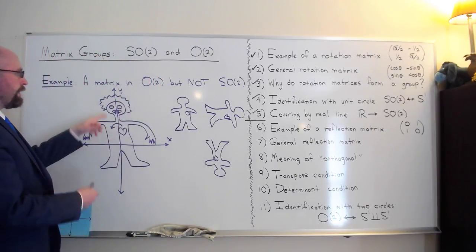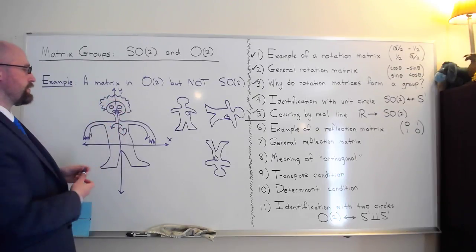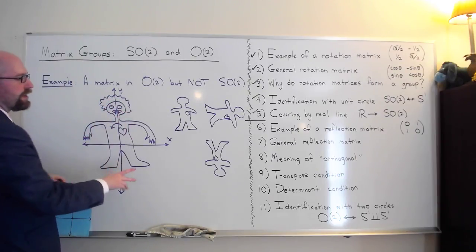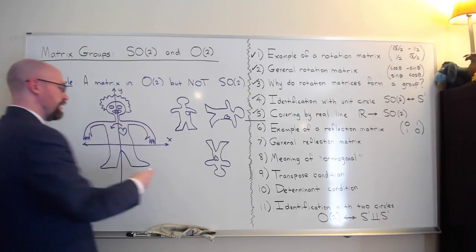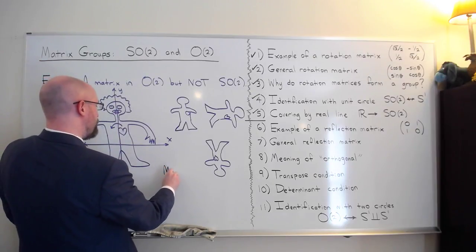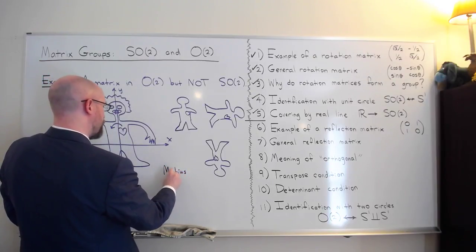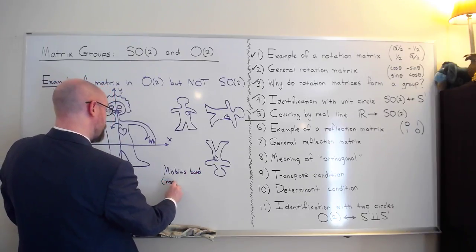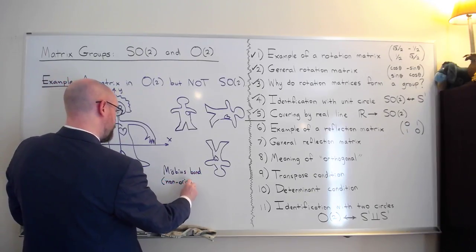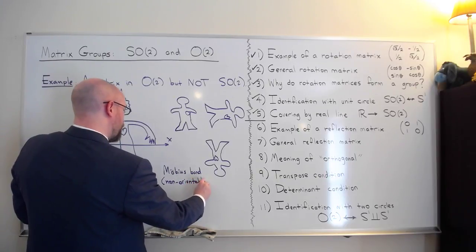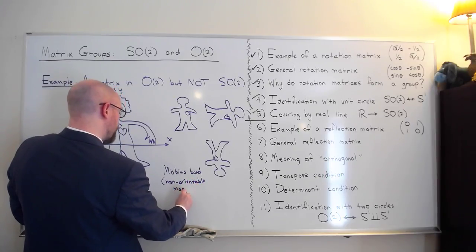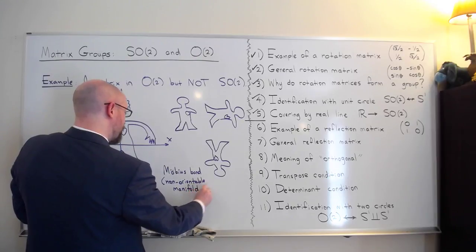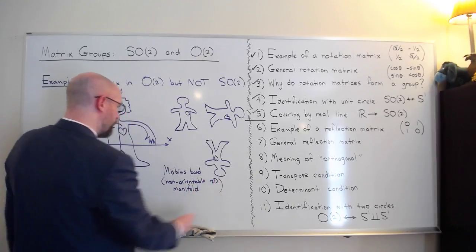able to do this. Now, there is a type of two-dimensional space in which you could move this guy around and his heart would come back on the other side. This is what's called a Mobius band. And this is what's called non-orientable. And it's a manifold. It's a two-dimensional manifold. It's non-orientable.